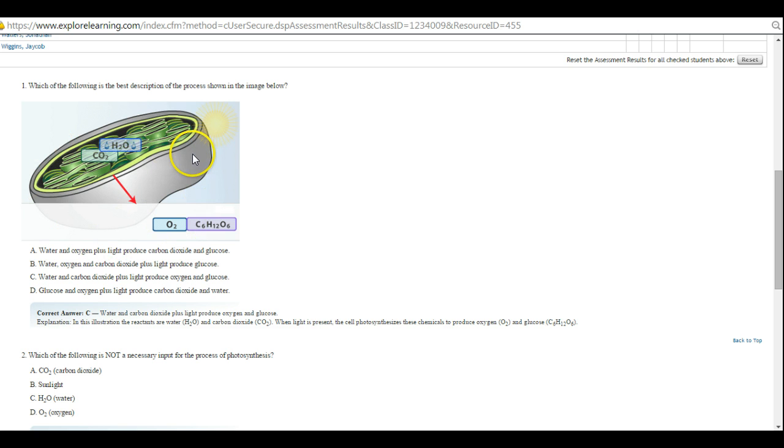in this diagram. And you can see what is going in: carbon dioxide, H2O, water, and the sunlight. So there's carbon dioxide. Yes, we do need that. Sunlight, we do need. H2O or water, we do need. What we don't need is oxygen for photosynthesis.